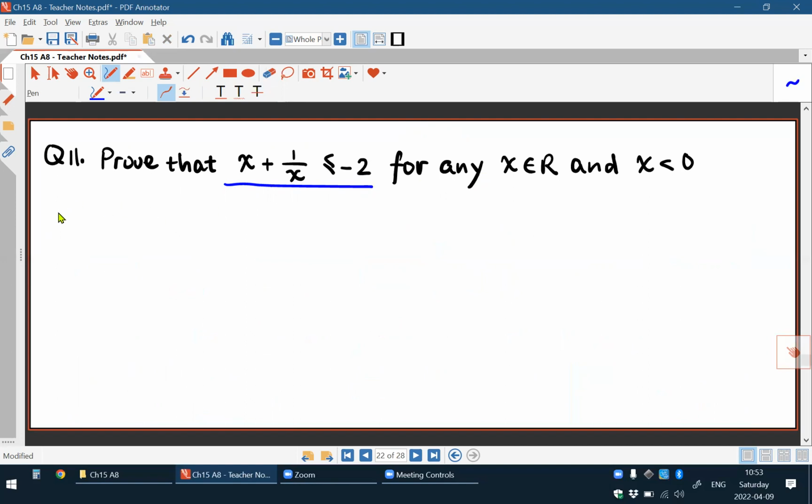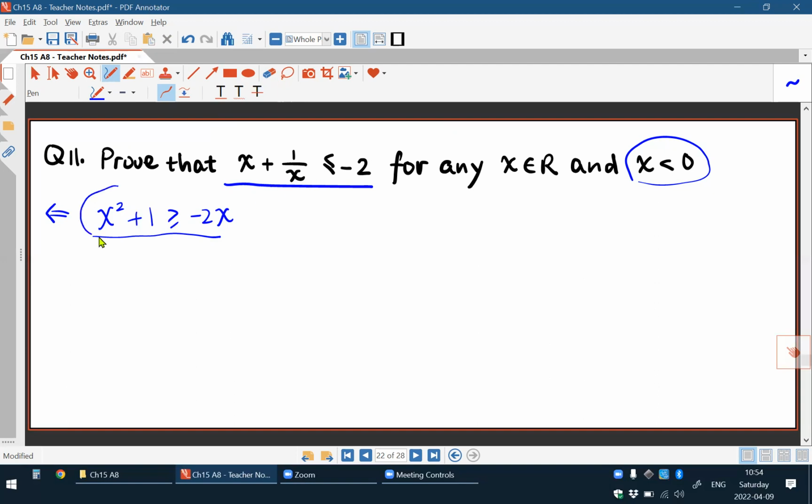So in order to prove this one is true, as long as we can prove, for example, we can multiply both sides by x, right? Because we know x is less than 0. If we multiply both sides by x, we should change the inequality symbol, right? So if you want to prove this, as long as you can prove this, sorry, I need to change the symbol here. As long as you can prove this one is true, then this one is true, right?